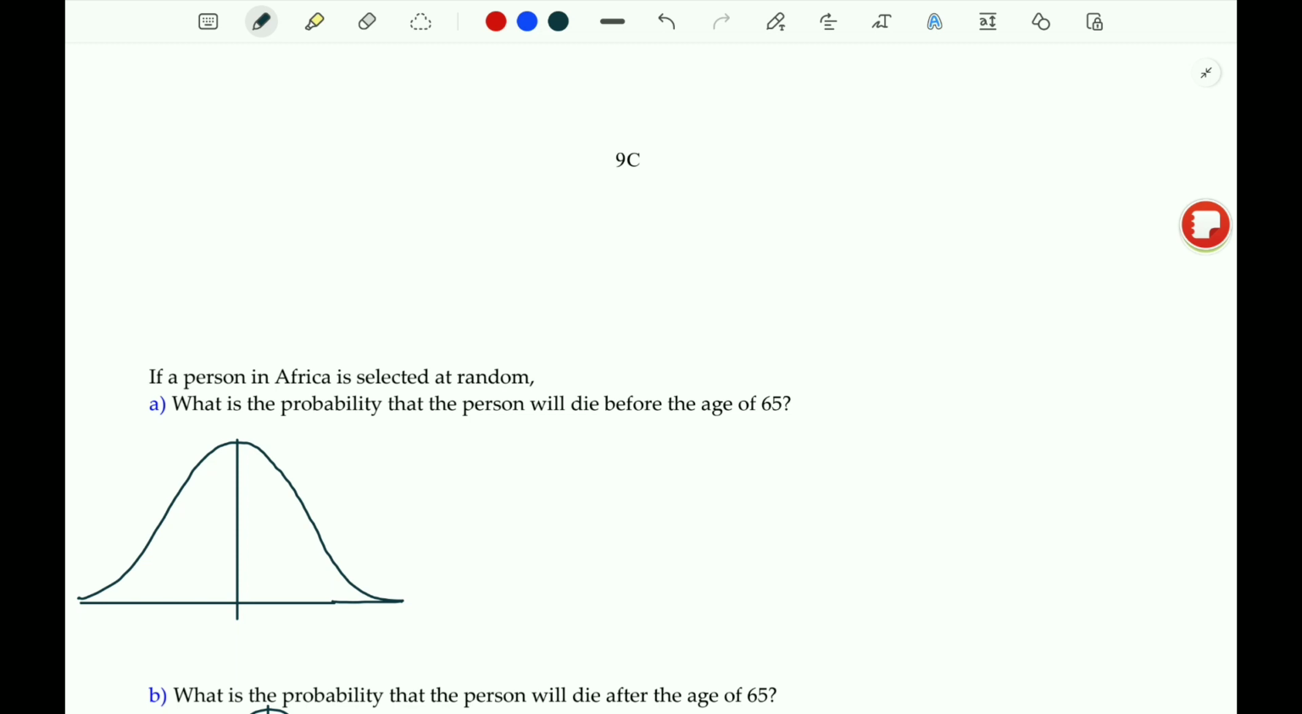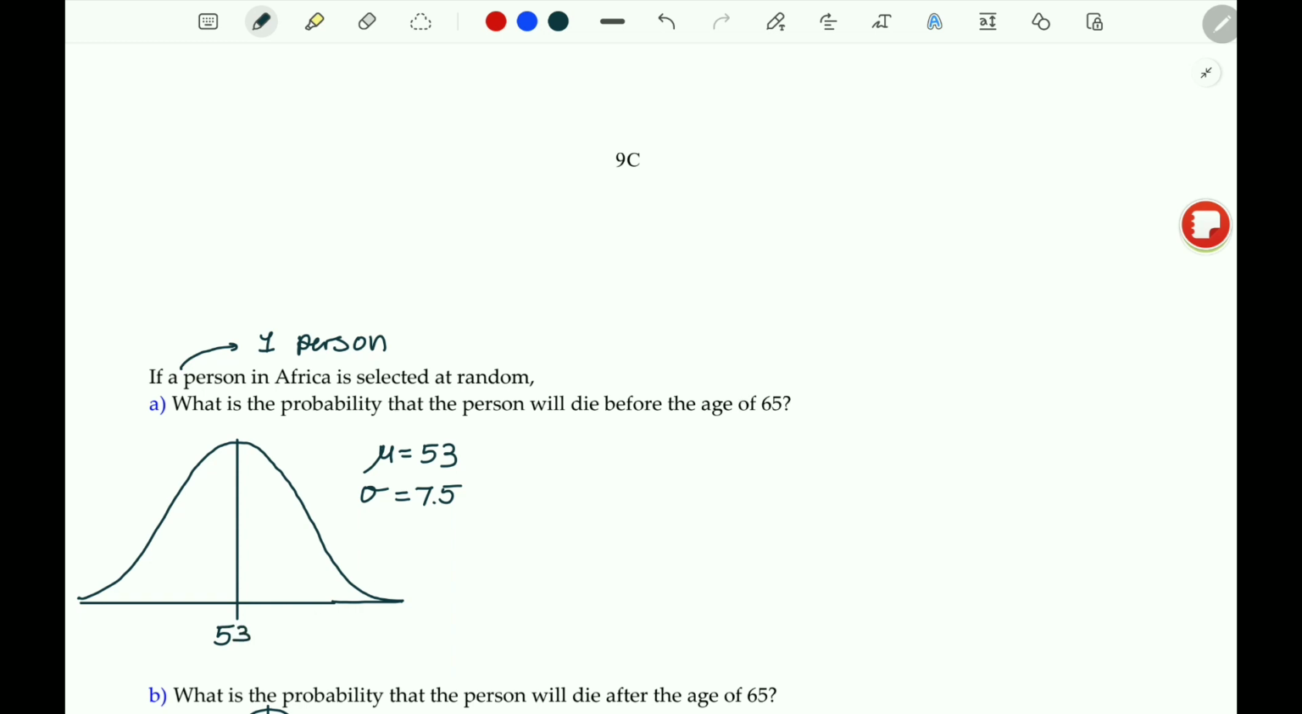I chose to draw the bell-shaped curve because it says the variable is normally distributed. Furthermore, it says a person in Africa, right? So when it says a person is selected at random, a person represents one person. Let's keep that in mind. So we know that the mean is 53 and the standard deviation is going to be 7.5. So the mean goes in the middle of the distribution, which is 53.